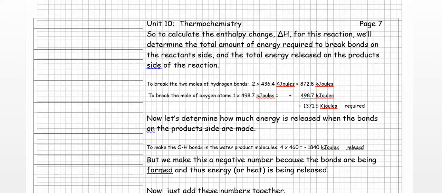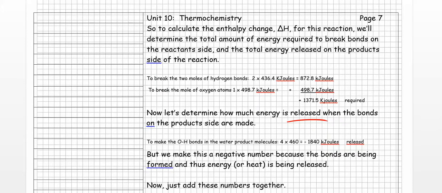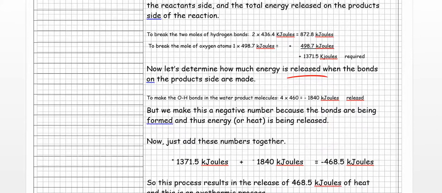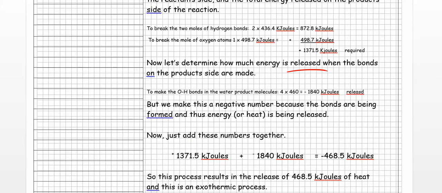Now let's determine how much energy is released when the bonds on the product side are made. We've seen how much energy is required to break bonds on the left side. How much is released when we make bonds on the right-hand side? To make the O-H bonds in the water product molecules, remember it's 2 times 2 times 460, or 4 times 460. That gives me 1,840 kilojoules released, right?